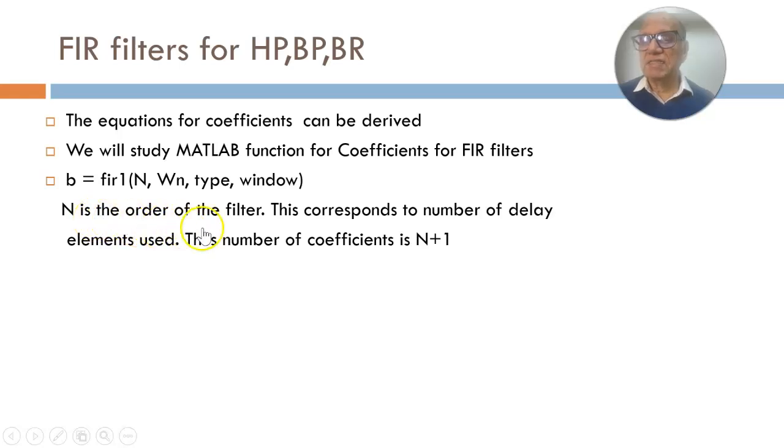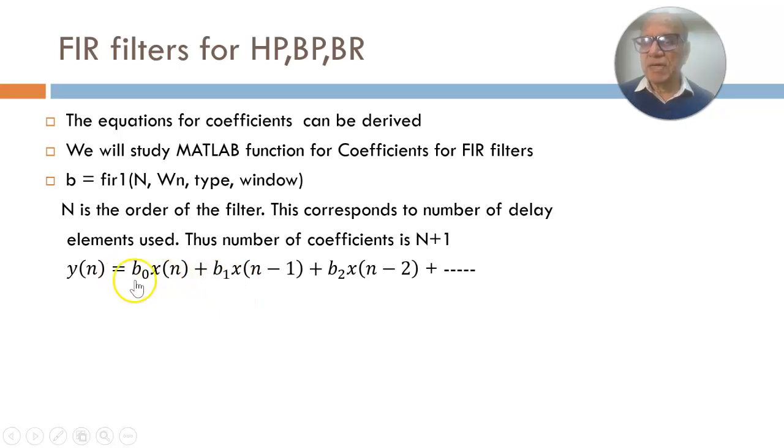As we said, n is the order of the filter. This corresponds to number of delay elements used. And thus the number of coefficients is n plus 1. Let me elaborate this a little by looking at this equation. Now you can have number of terms, but let us say assume that we got just 3 terms here, which means you have got 3 coefficients, that is B0, B1 and B2. So although the number of coefficients is 3, the number of delay units that are used are 2.